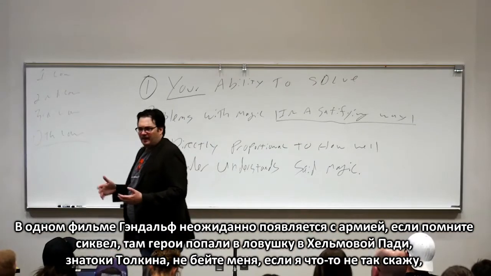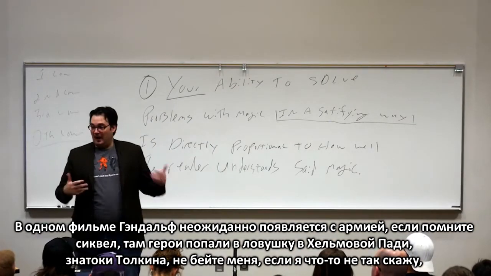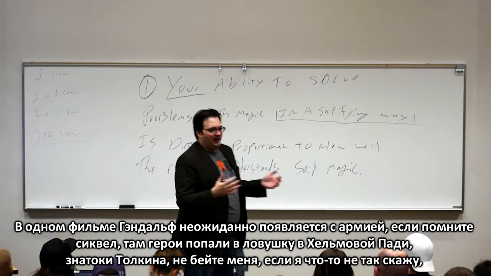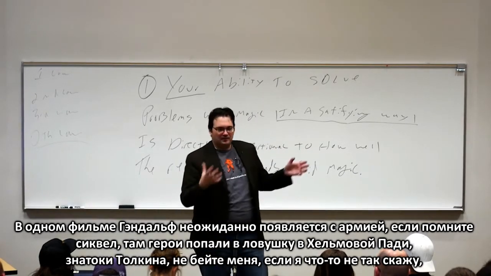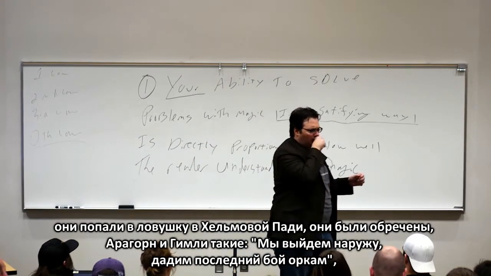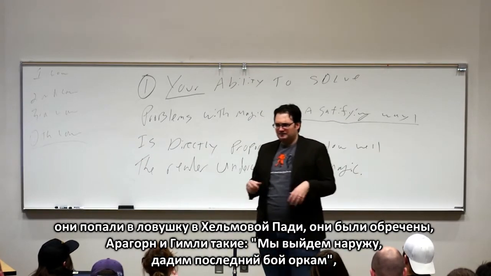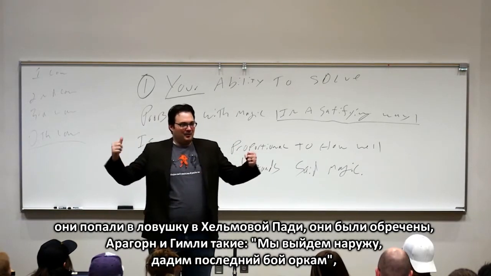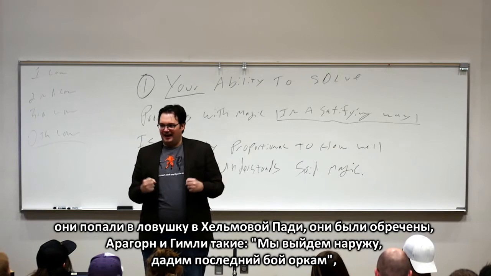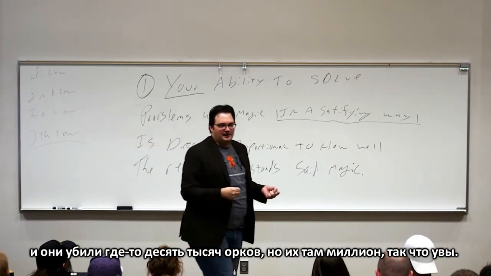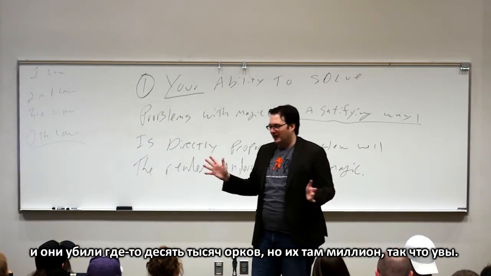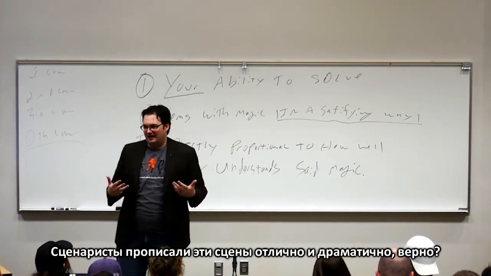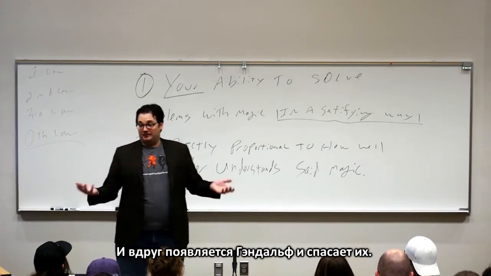In one film, Gandalf shows up with an army unexpectedly. If you remember in the second film, they're trapped at Helm's Deep. Tolkien nerds, don't kill me if I say something wrong, but they're all doomed. Aragorn and Gimli are like, we're gonna go out and have one last hurrah killing orcs. And they kill like 10,000 of them, but there's 1 million, so oh well. The writers write it out. It's all really cool and dramatic, right? And then Gandalf shows up and saves them.